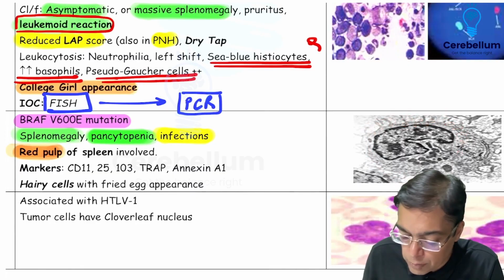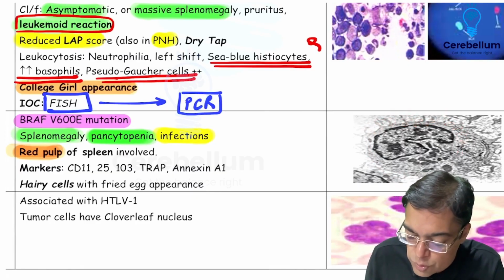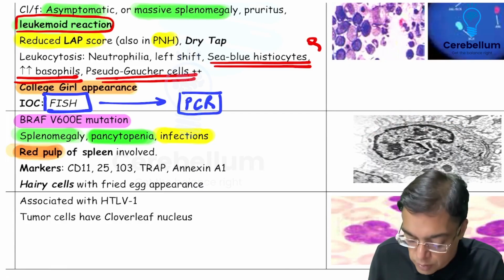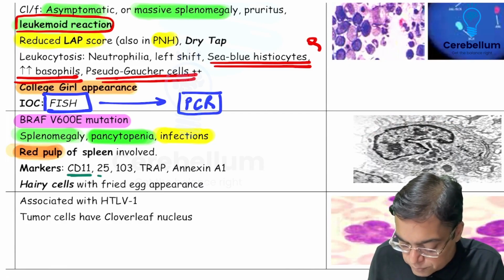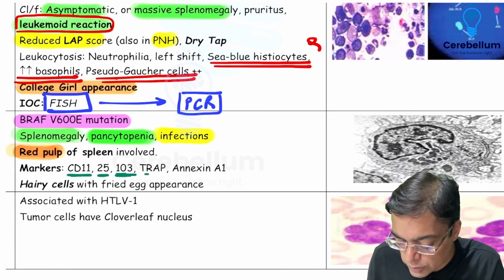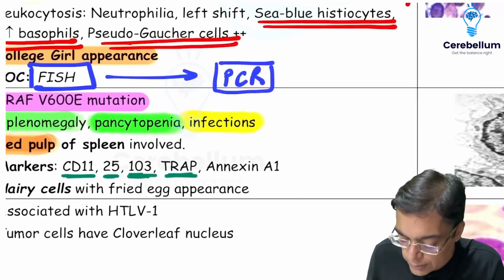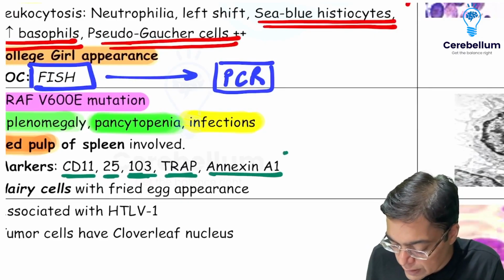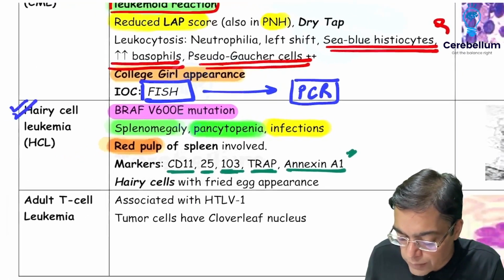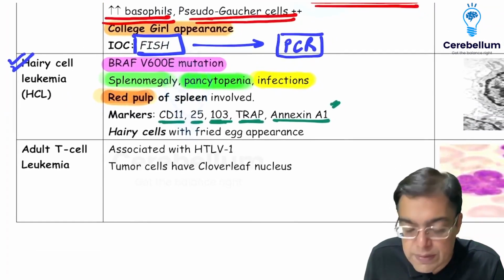What we also need to remember here are certain characteristic markers associated with making a diagnosis of hairy cell leukemia. That can include CD11, CD25, CD103, TRAP stain, that is tartrate resistant acid phosphatase, and the patients can have the presence of annexin A1. So those are the keywords that we need to remember so far as hairy cell leukemia is concerned.